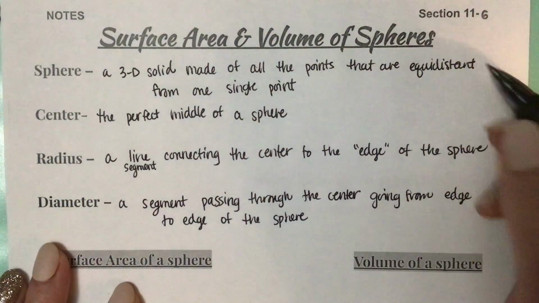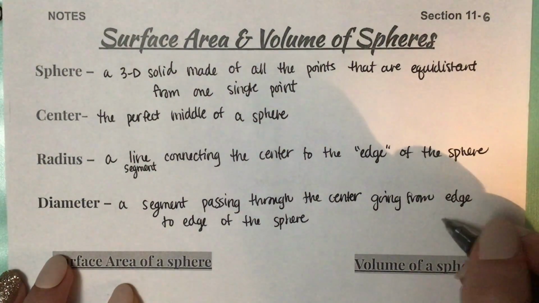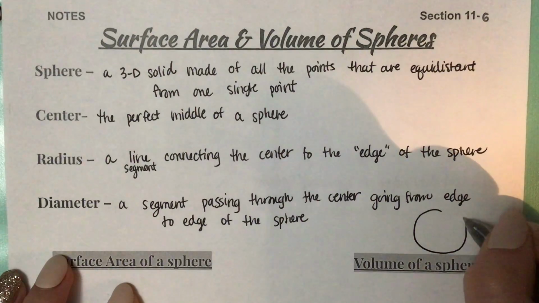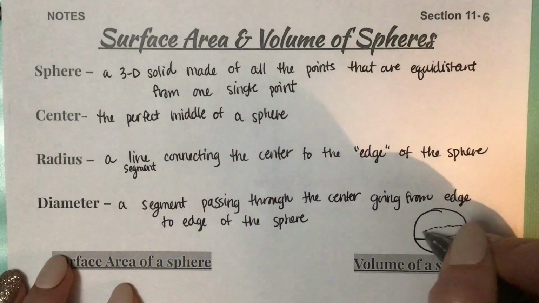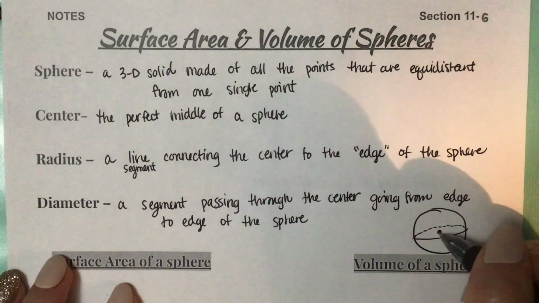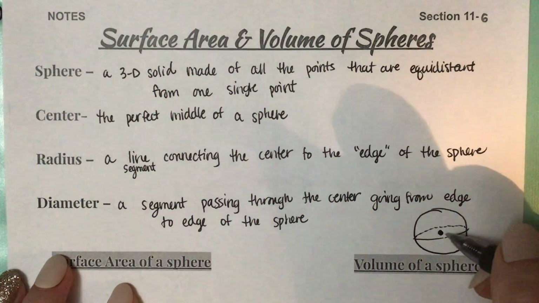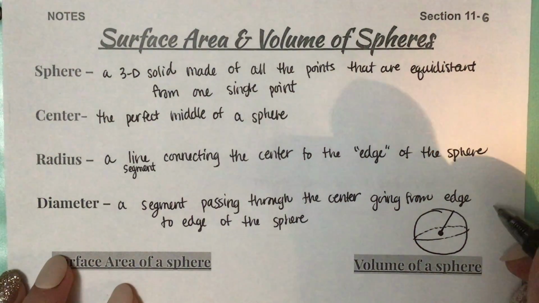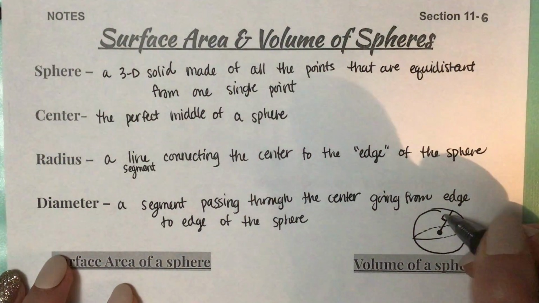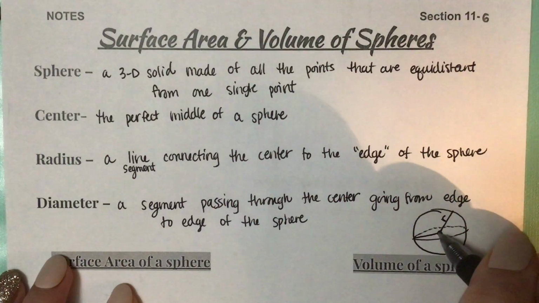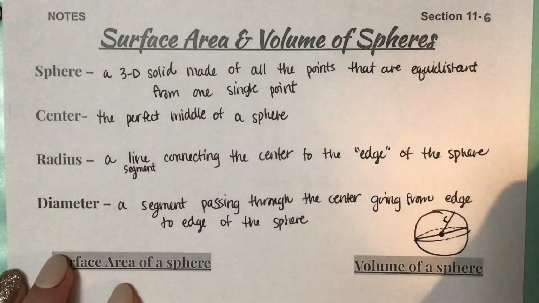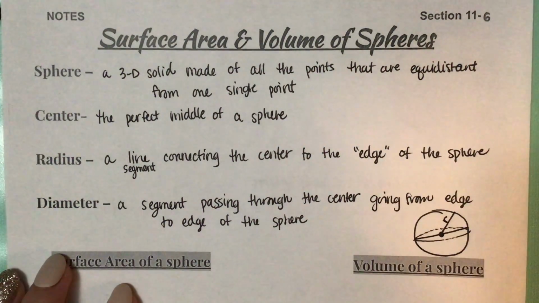So what that might look like if we were to draw a sphere just right here real fast, just so you could see it, we've got kind of a circle around. If we were to draw the center right here, a radius would go from the center to an edge. So this right here would be a radius. I'll put an R right there. Now a diameter would go side to side like that, okay?